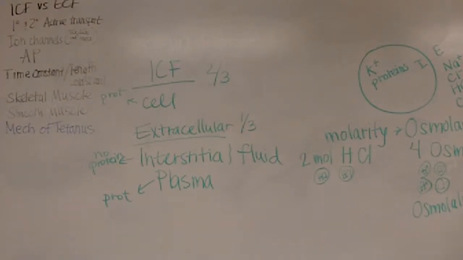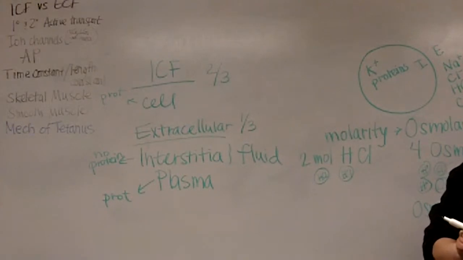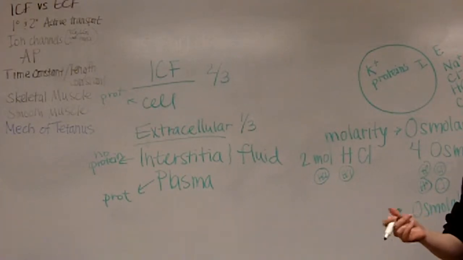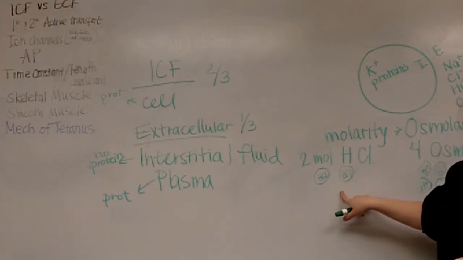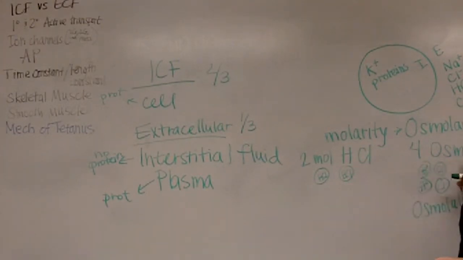But on some molecules, say glucose, glucose doesn't break apart in water. So if you have 1 molar glucose, then you also have 1 osmolar glucose. It's only the ones that break apart and dissociate that you're going to have more.